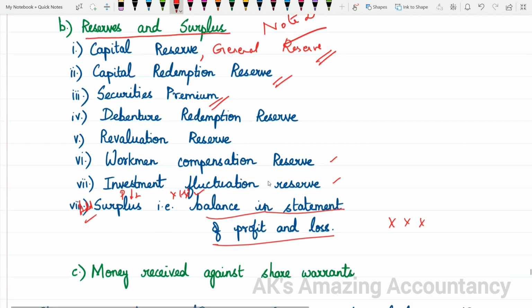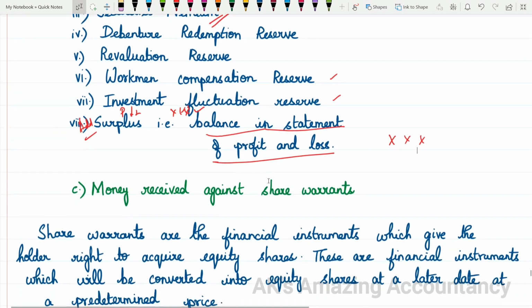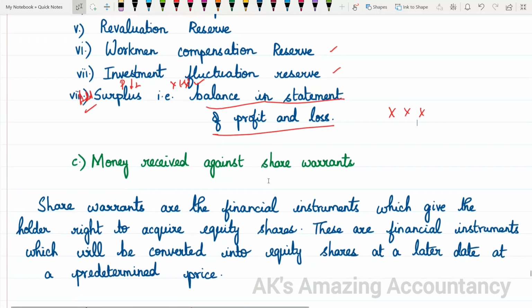Then the next item we have is money received against share warrants. This item is very, very rare. In most of the problems, you will not have this item. But anyway, to make you understand what it is, I have given it here.